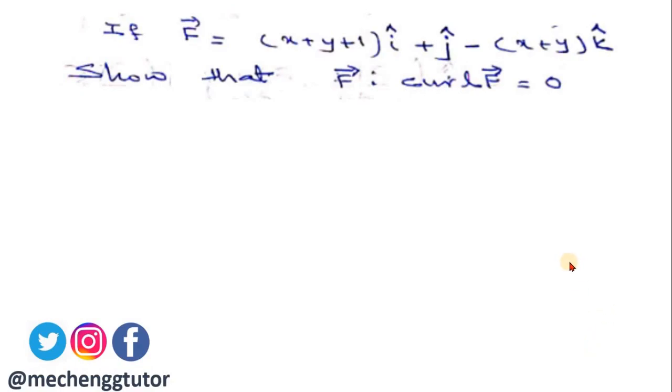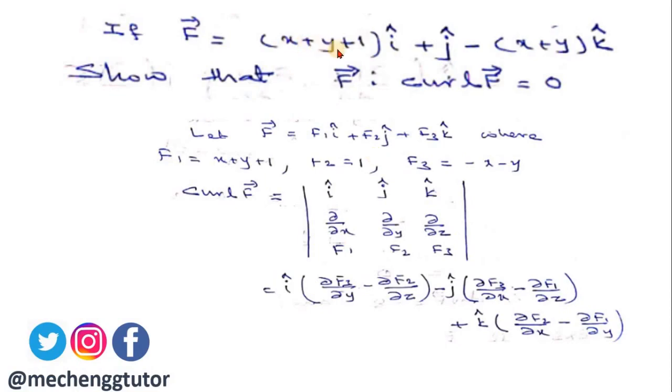Next example. If f bar is equal to (x plus y plus 1) into i plus j minus (x plus y) into k, show that f bar dot curl f bar is equal to 0. It is only one dot. By mistake it has come from the previous page. So let us denote f bar as f1 i plus f2 j plus f3 k, where f1 will be what? x plus y plus 1. Then f2 it is 1. Then f3 minus x minus y.